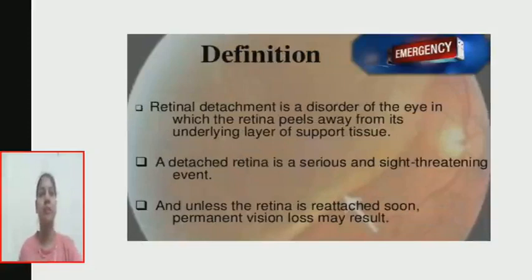Now, the definition of retinal detachment: it is a disorder of the eye in which the retina peels away from its underlying layer of support tissue. A detached retina is a serious and sight-threatening event, and unless the retina is reattached soon, permanent vision loss may result.